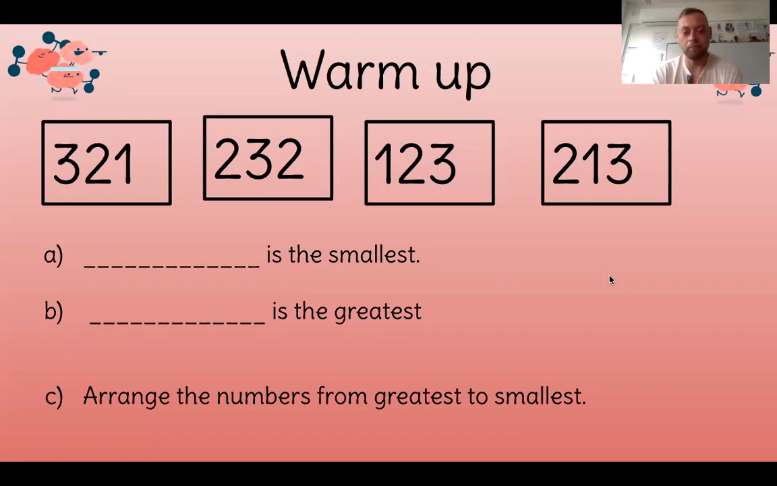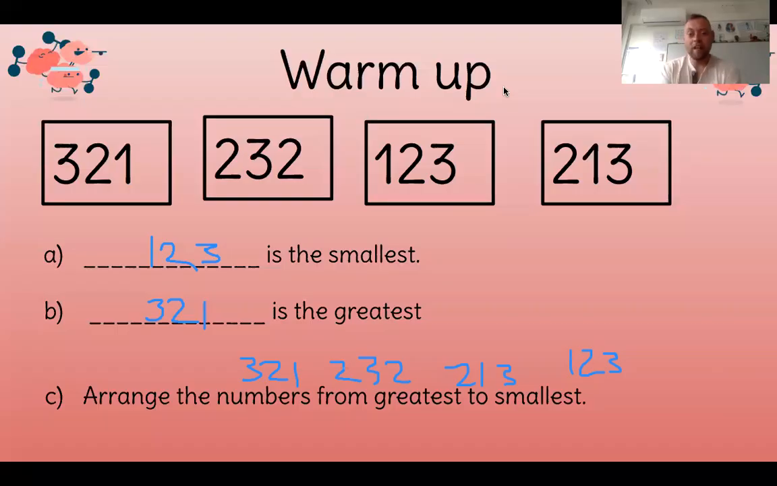Same activity again, okay? This time, I'm gonna give you some thinking time to do this on your whiteboard. So I'm gonna pause right now and I want you to work it out. Okay, so you should have what I've got on my board right now. The smallest was 123 because there were only 100s. The greatest was 321 because there were 300s. And then you can see that I've arranged them from greatest to smallest.